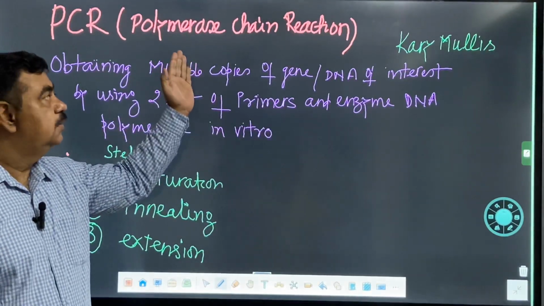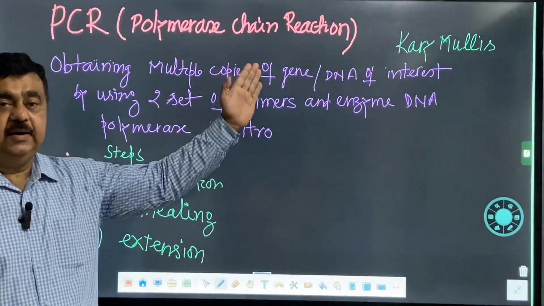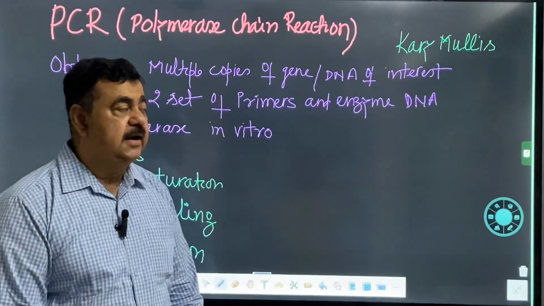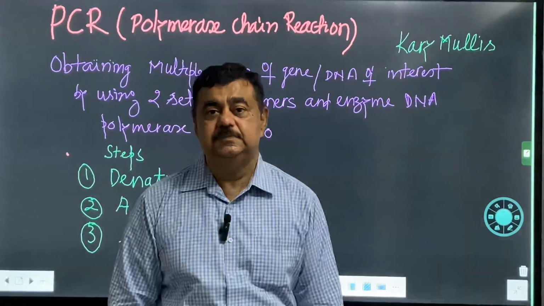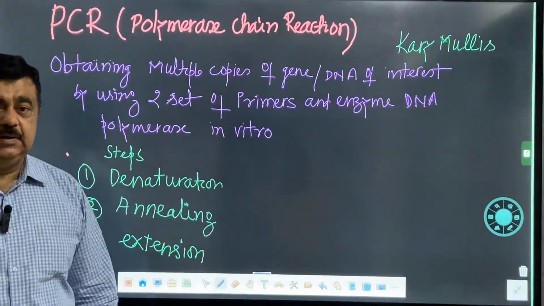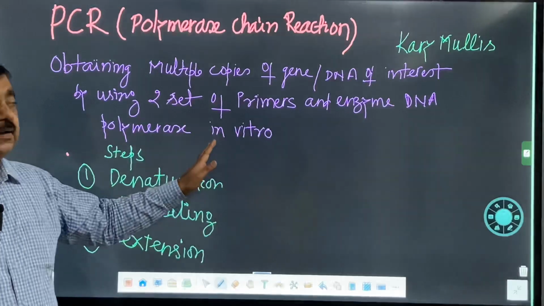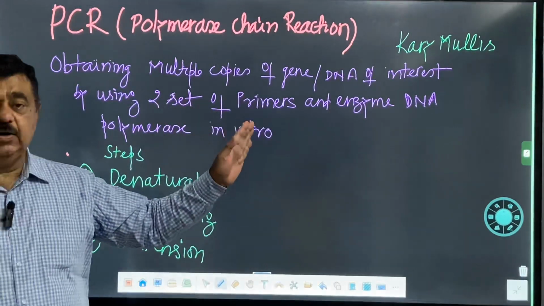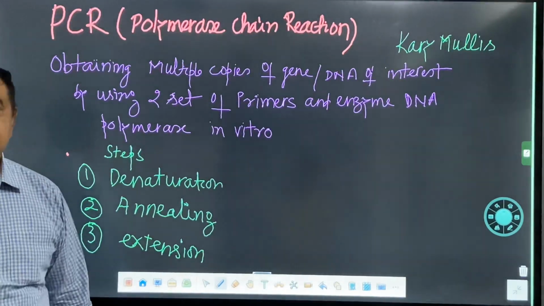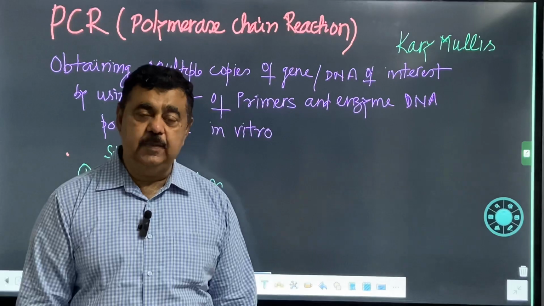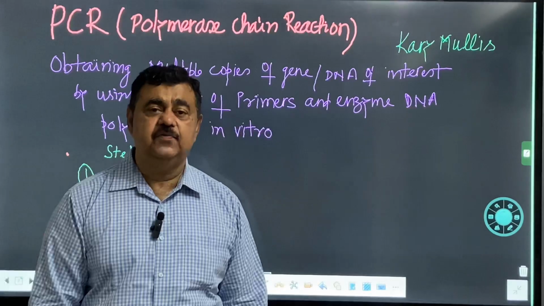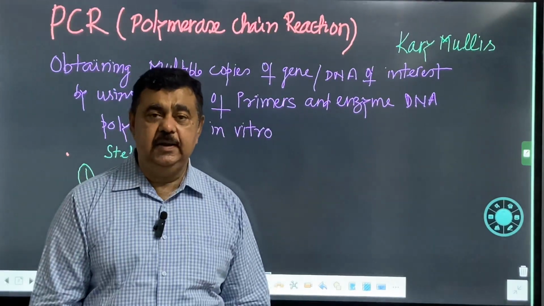Its full form is polymerase chain reaction. It was first reported by scientist Kary Mullis. Now, what is the actual definition of polymerase chain reaction? That is clearly written: obtaining multiple copies of a gene or DNA of interest by using two sets of primers and the enzyme DNA polymerase in vitro. In vitro means it is performed outside the body in a lab.